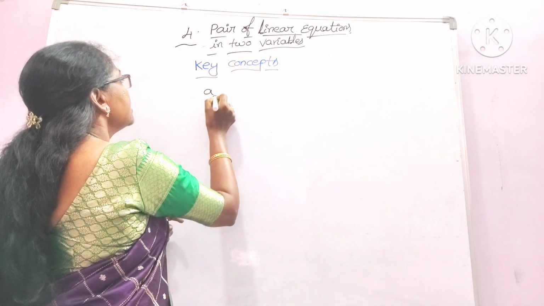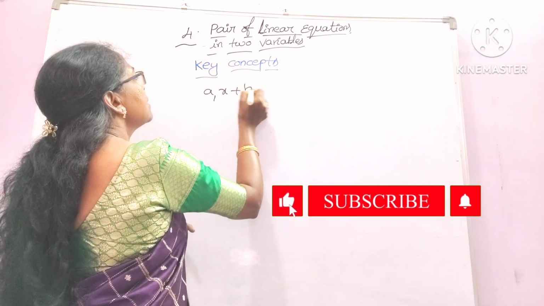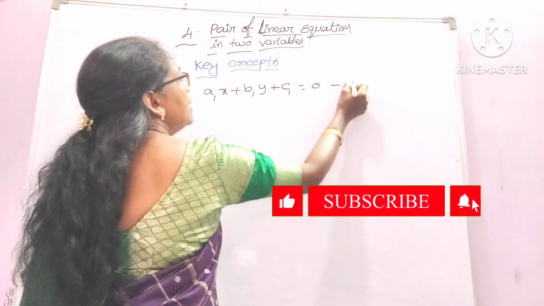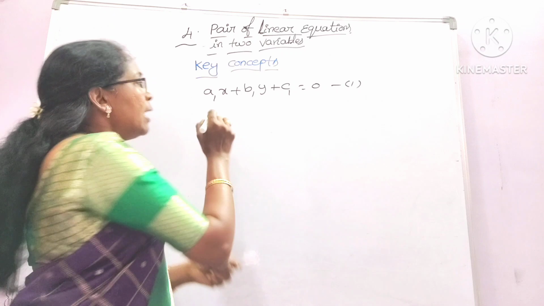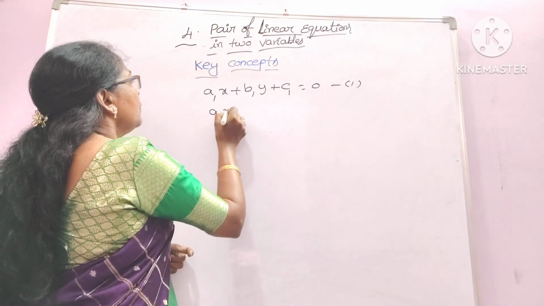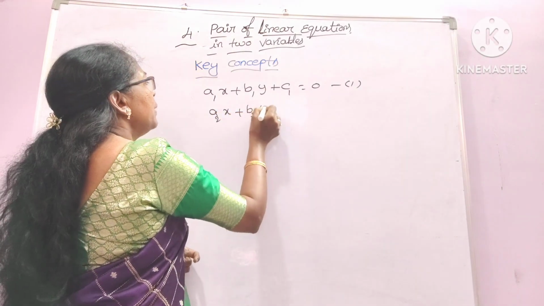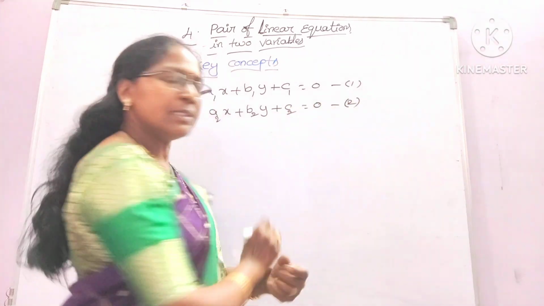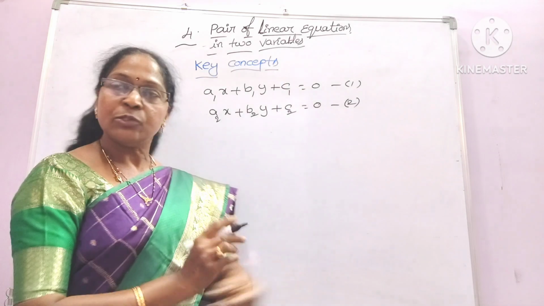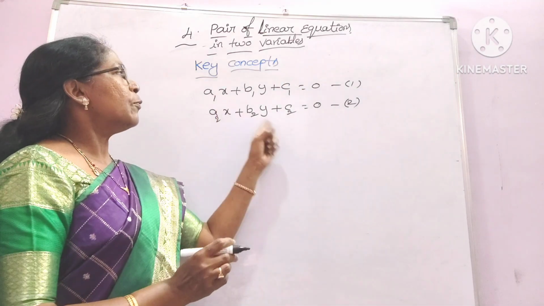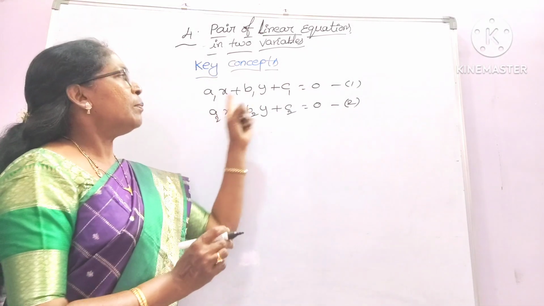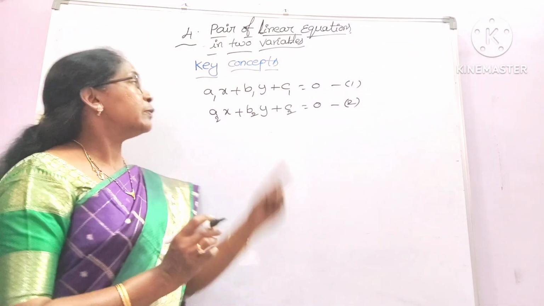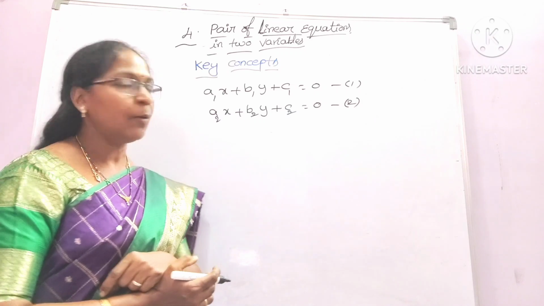One equation is a1x plus b1y plus c1 equal to 0. This is one of the linear equations. And the second equation is a2x plus b2y plus c2 equal to 0. This is the second equation. In those two equations, x and y are the variables. a1, b1, c1 are constant values. Those we call the coefficients of x and y.